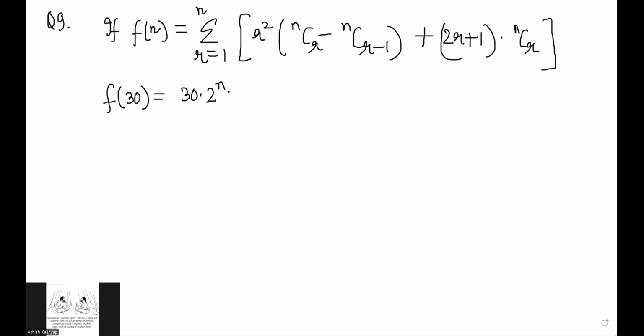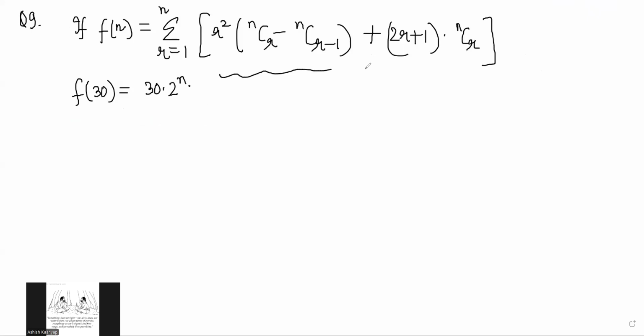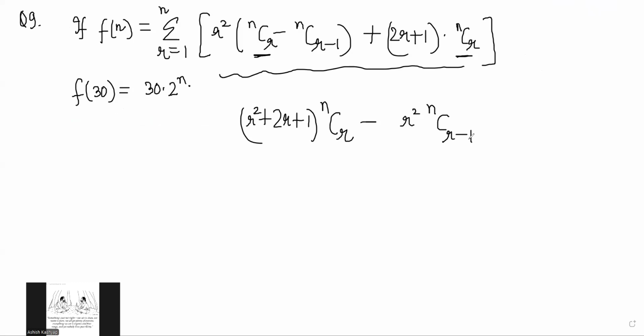So how do I do this summation? Let's think about that for now. So notice that there is an nCr here and nCr here. So I can group them together: (r squared + 2r + 1) nCr - r squared nC(r - 1). This is what we have. So this is clearly (r + 1) whole squared nCr - r squared nC(r - 1), right?